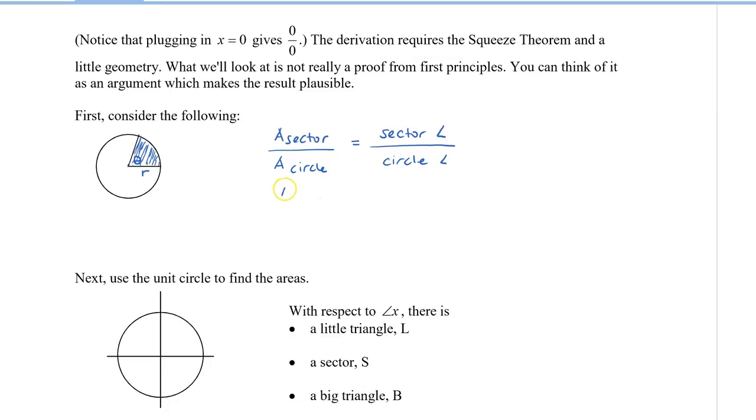So the area of the sector over the area of the circle, which is pi times r squared, equals the sector angle, which in this case is theta, over the angle of the entire circle, which we know is 2 times pi. If I multiply both sides by pi r squared, the pi's cancel off, and I have that the area of the sector is one half r squared times theta. We're going to use this formula to find the sector area below.